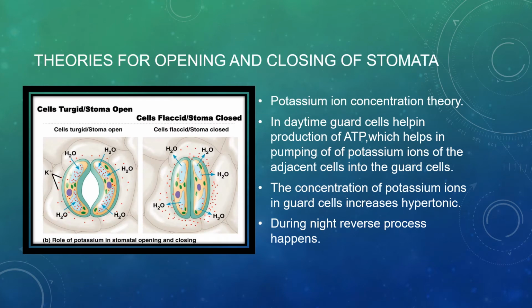Now let us see first what are the theories for the opening and closing of the stomata. First we are concentrating on the potassium ion concentration theory. It is a very new theory. According to this theory, the opening and closing of the stomata depends on the potassium ion. So what is the role of this potassium ion?